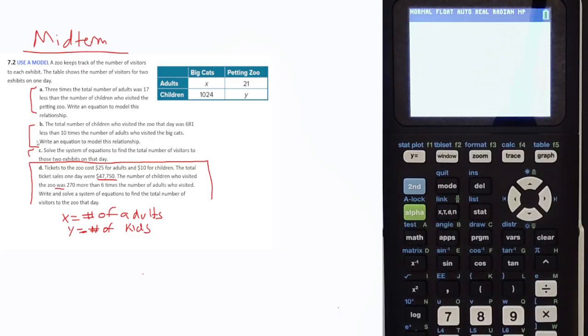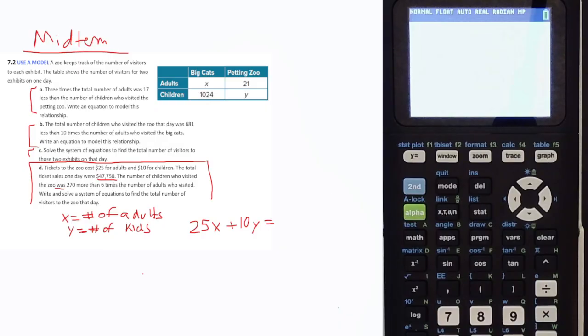Part A, B, and C on the midterm practice, you could actually do by hand and you'd be fine. But then when we start to write this bigger system with large numbers, you kind of understand that technology would help us save some time. So if I know x is the number of adults, my first equation can be $25 per adult plus $10 per child. This is the money equation.